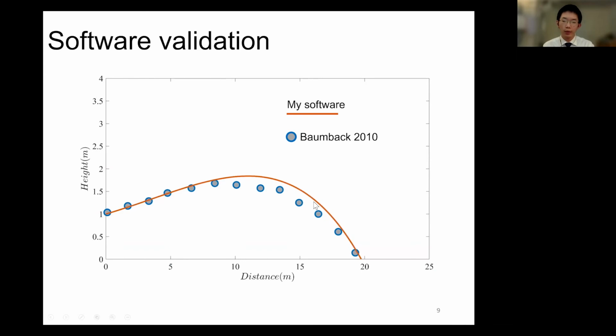Okay, with the model, we need to make sure that our model is valid. So I have this data from BAMAC 2010, which is published data you can find on Google Scholar. And with my data from my software, as you can see, the data from the paper is really close to my data. So I can say that they're pretty accurate.